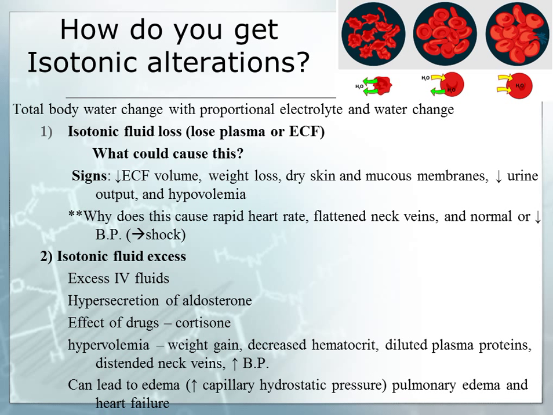All right. So the key is it's total body water change, but it's proportional. The electrolytes are going down at the same rate that the water is going down. So proportionately, the osmoreceptors in the brain say, hey, everything's cool. What receptors would go crazy and say, not everything's cool? Baroreceptors, right. So losing plasma or losing the extracellular fluid, and I already talked about one thing that caused that. So one cause could be bleeding out.